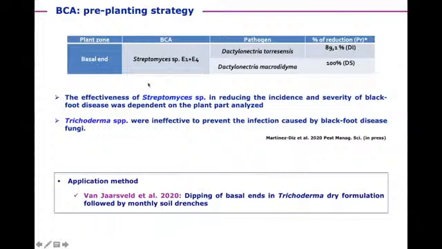Overall, the results show that only Streptomyces was effective in reducing the disease incidence and severity of blackfoot pathogens. However, this effectiveness was dependent on the plant part analyzed. In this case, Streptomyces reduced the incidence and severity only when infection was detected in the basal end of the rootstock. In this sense, in the comparative study mentioned before, these researchers concluded that dipping of basal ends in the Trichoderma dry formulation consistently gave higher colonization percentages than the 1-hour soak of bases of vines before planting or Trichoderma field drenching. Further research is needed to evaluate the effectiveness of soaking vines in Trichoderma dry formulations compared to soaking vines for 24 hours in BCA water suspensions before planting.